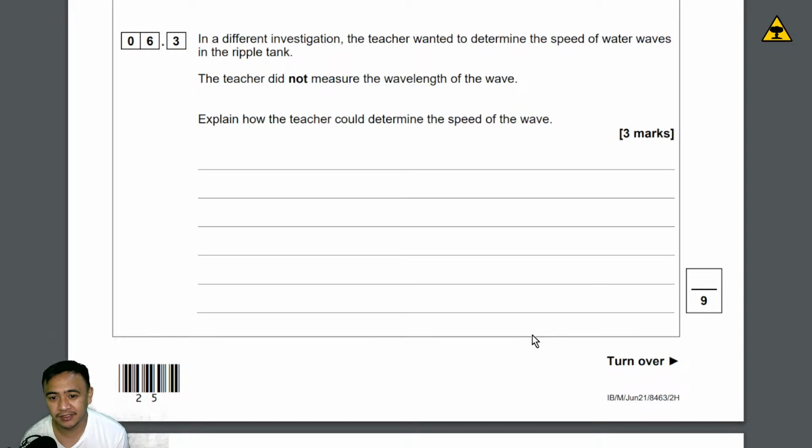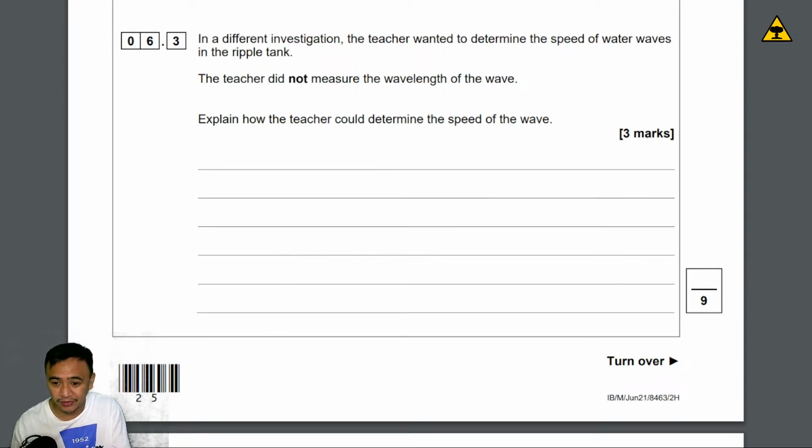So in a different investigation, the teacher wanted to determine the speed of water waves in a ripple tank. Teacher did not measure the wavelength. So explain how the teacher could determine the speed of the wave. Can measure the time taken. For what? For the wave to travel the distance. Okay. So you find a distance and then find the time taken to travel that distance.